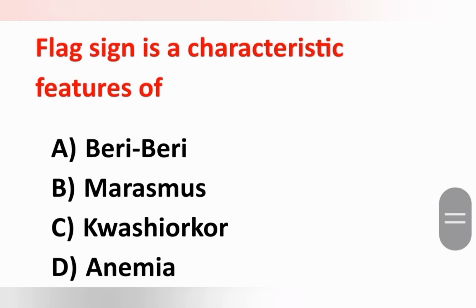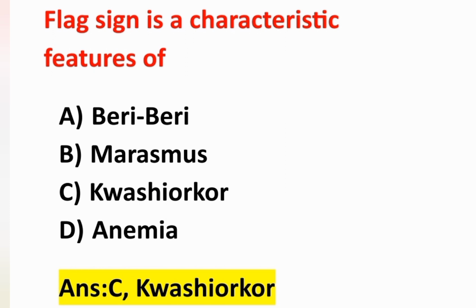And the next question, flag sign is a characteristic feature of. Options are option A, beriberi, option B, marasmus, option C, kwashiorkor, and option D, anemia. Flag sign is the characteristic feature of option C, kwashiorkor. That is the correct answer. Flag sign is associated with kwashiorkor.